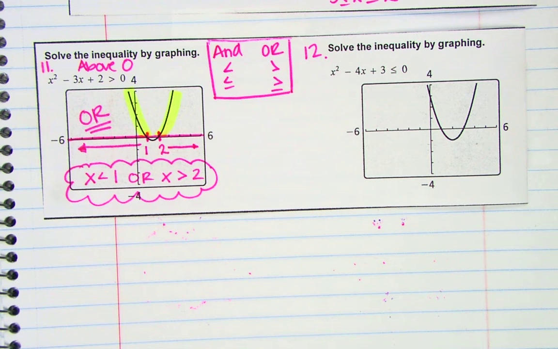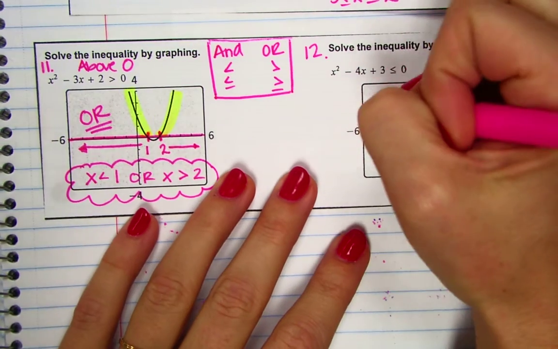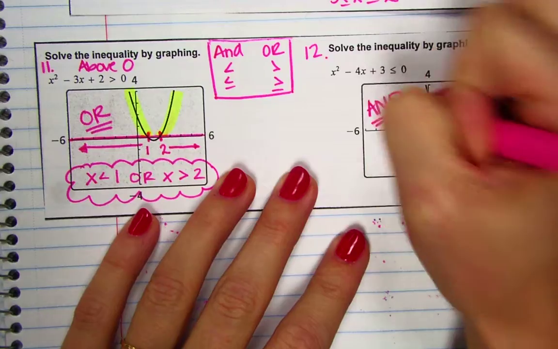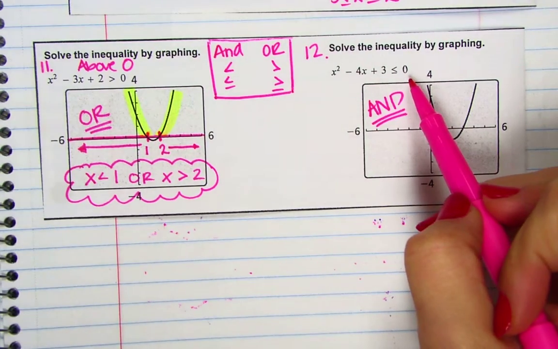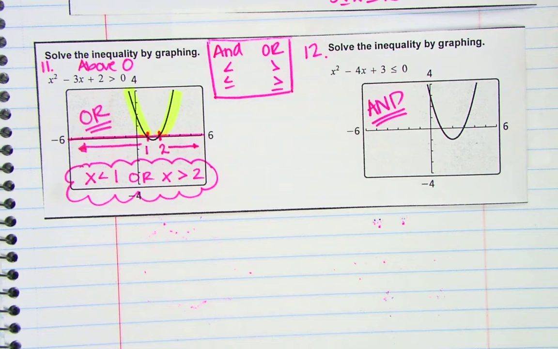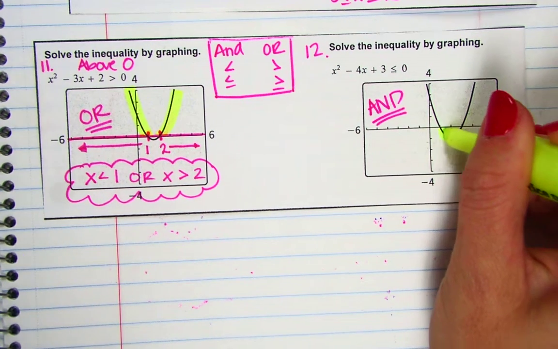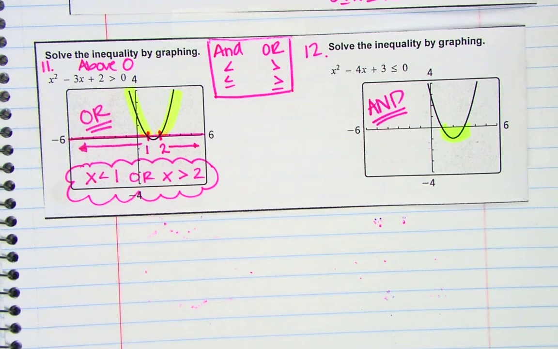All right, number 12. First determine, is it an and or an or problem? It's a less than, so it'll be and. Now they want to know, where is it less than 0? So highlight the part of that parabola that is less than 0, that's underneath the line. Just this part. That's the part that's underneath the line.